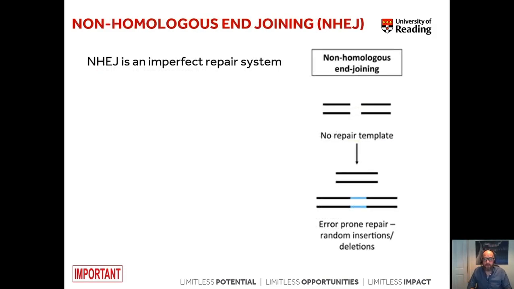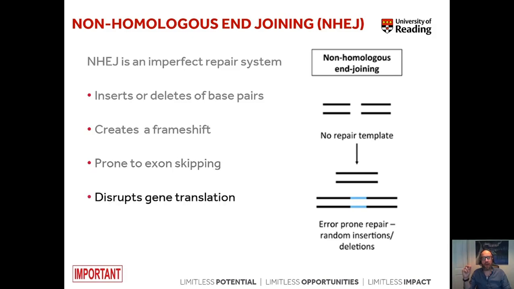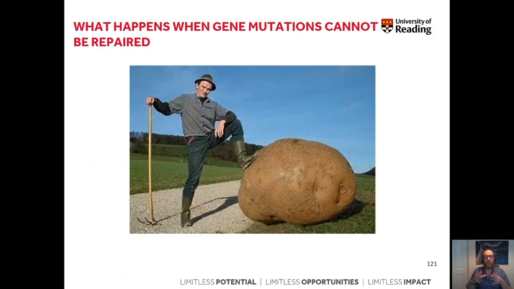In contrast, non-homologous end joining is an imperfect repair system. It inserts or deletes base pairs and creates a frame shift. It is also prone to exon skipping and disrupts gene translation. So, those are the two types of DNA repair mechanisms you need to keep in mind because they are going to be fairly important for our lecture dedicated to gene therapy in the springtime.